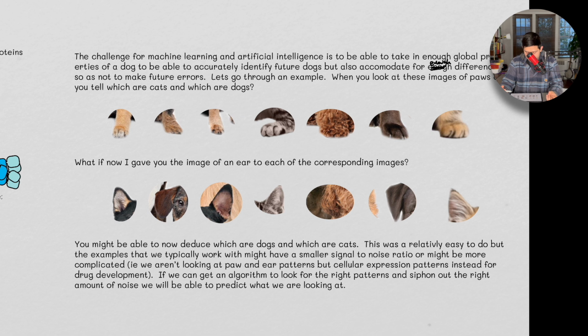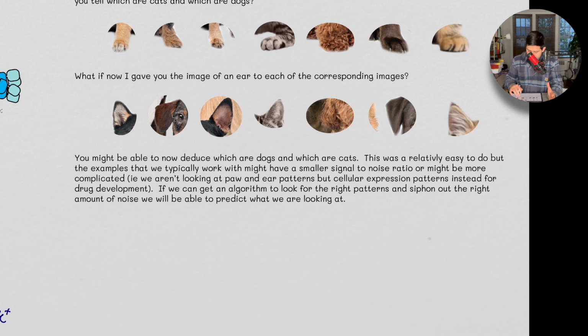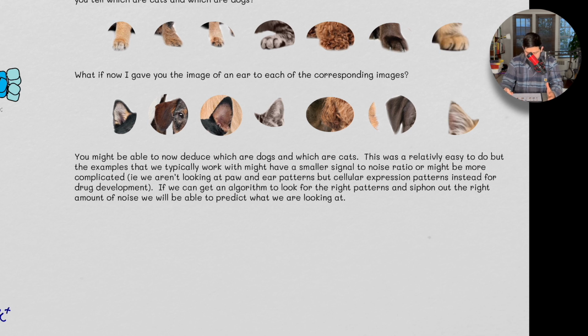What if I gave you the image of an ear to each of the corresponding images then? So this is, again, for the two cats. I couldn't isolate this ear, but this one is definitely a dog. This may be a cat, but I already told you it's a dog. But anyways, you might be able to now deduce which are dogs and which are cats. Okay, so this was relatively easy, but these are examples.